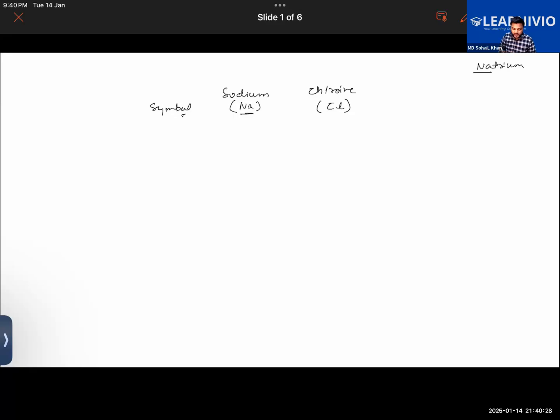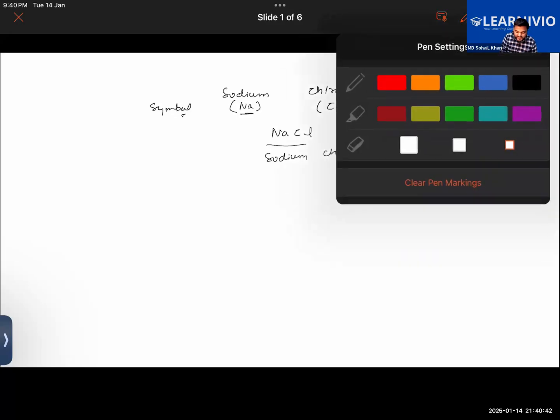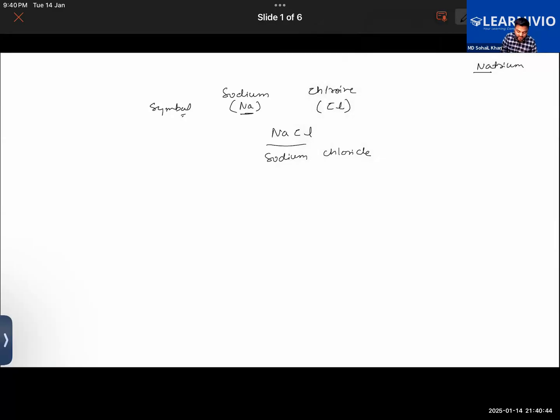Sodium and chlorine react with one another and form NaCl, which is called sodium chloride. And this sodium chloride is nothing but the common salt that we consume. So when they reacted with one another, a reaction took place and this compound was formed. That is how a compound is formed.